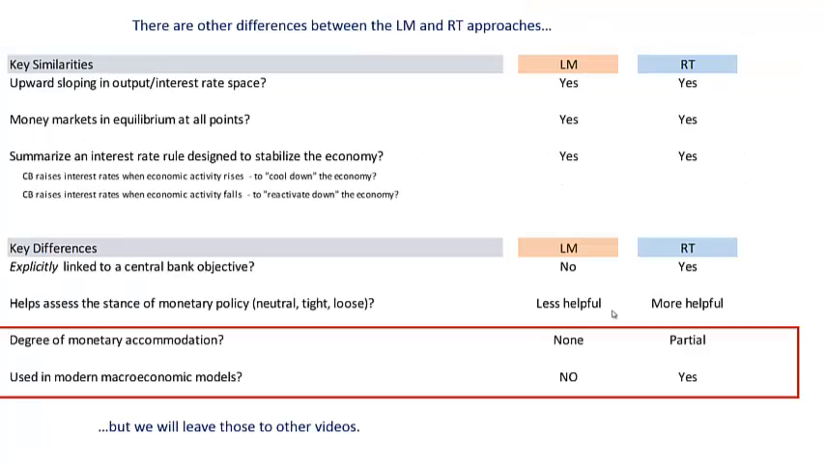Now, we want to mention other differences between the LM and RT approaches. The degree of monetary accommodation, as we mentioned, LM is no accommodation. The RT is something that we call partial accommodation. It also turns out that the LM curve has pretty much disappeared from modern macroeconomic models, but the RT curve, or something like it, appears in modern macroeconomic models. But we're going to leave these aspects to other videos.